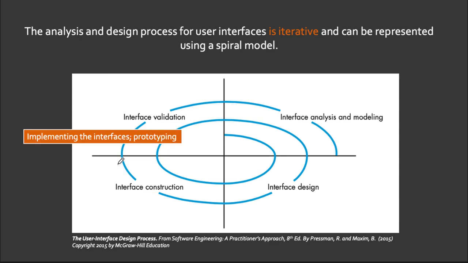Okay. Last one, we have interface validation. The interface validation actually focuses, number one, on the ability of the interface to implement every user task correctly, to accommodate all task variations, and to achieve all general user requirements. Again, in the interface validation, the first thing that we need to do as a designer or as a software engineer is make sure that the task will be completed.